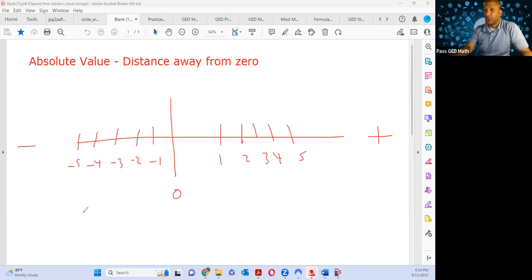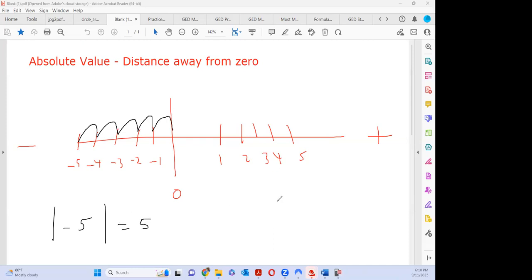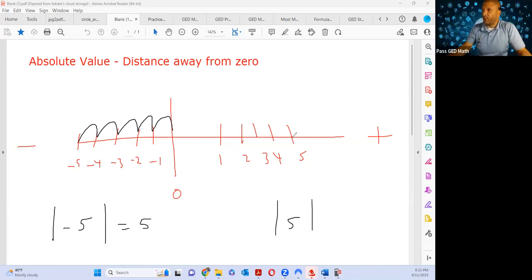I'm going to change my color. Let's go to black. So if I wanted to find the absolute value of -5, how far away is -5 from 0? 1, 2, 3, 4, 5. So the absolute value of -5 is 5. Okay. Well, what's the absolute value of 5? Same thing. Distance away from 0. 1, 2, 3, 4, 5.